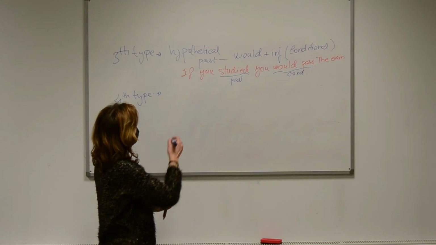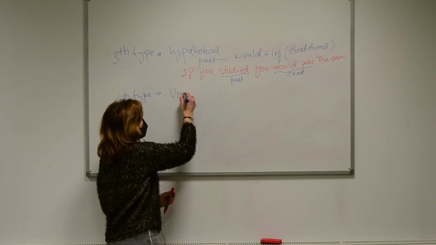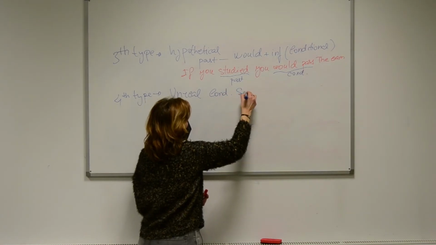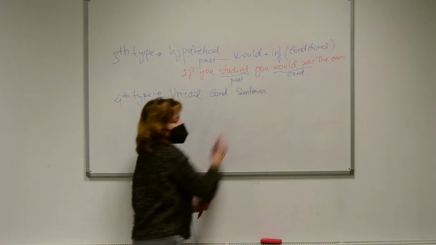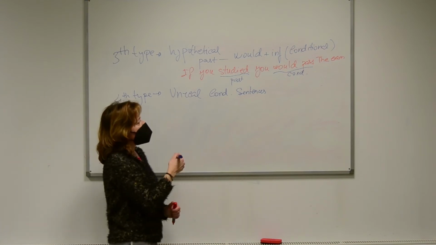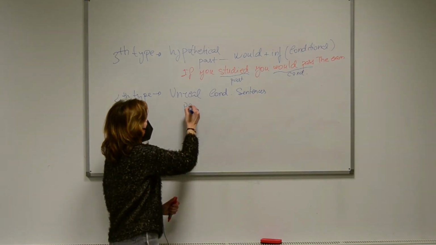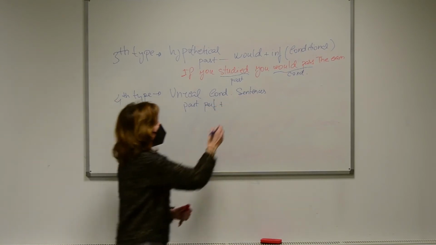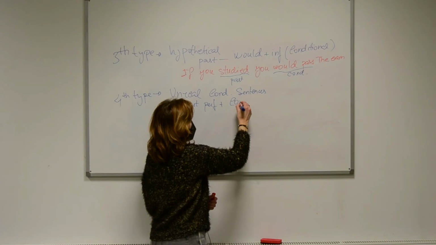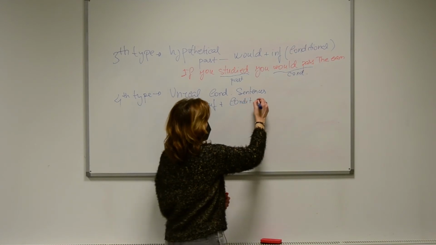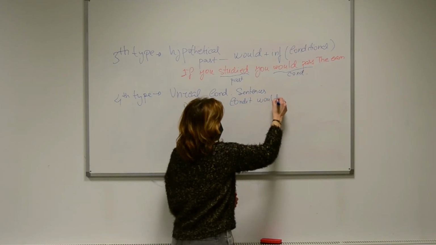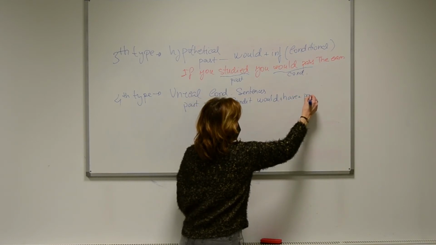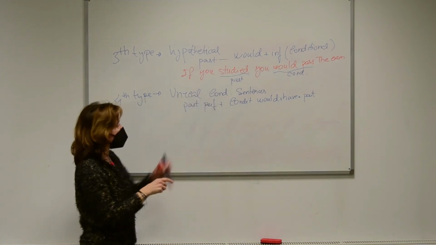And the last type, they are unreal conditional sentences. They never happen in this case, never. Common tenses are past perfect in the if clause plus conditional perfect. Okay. It should be would, have, plus participle. The same sentence.